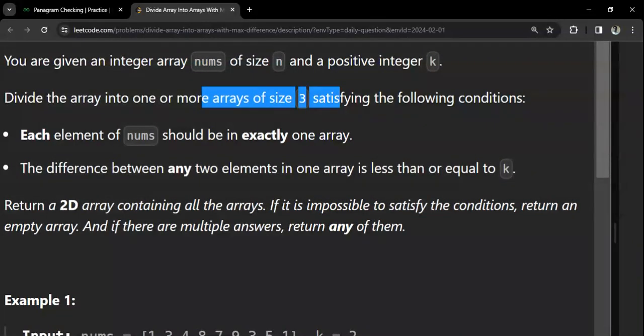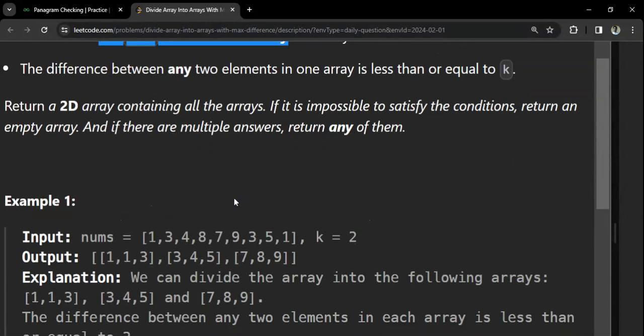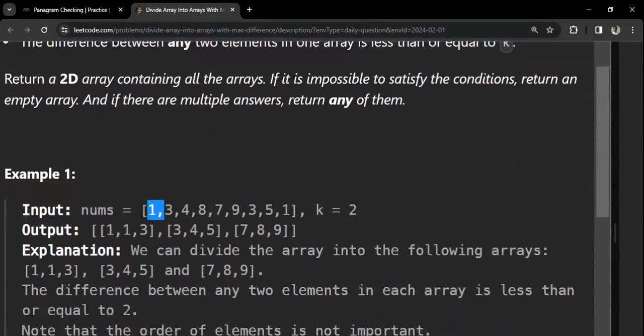And the next thing is, each element should be part of only one array. As you can see, there are two ones here. As you can see in the final answer also, we are having only two ones, and the final answer is also of length 9, which is the length of the given array.